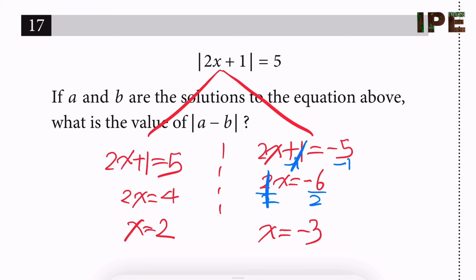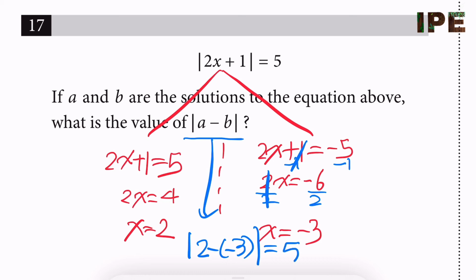Okay, and then it asks you what is the absolute value of a minus b if a, b are solutions. We already found the two solutions, right? If a is 2, b is negative 3, or a is negative 3, b is 2, that doesn't matter because absolute value always makes a positive number. So the absolute value of 2 minus negative 3 is 5. So 5 is the final answer.